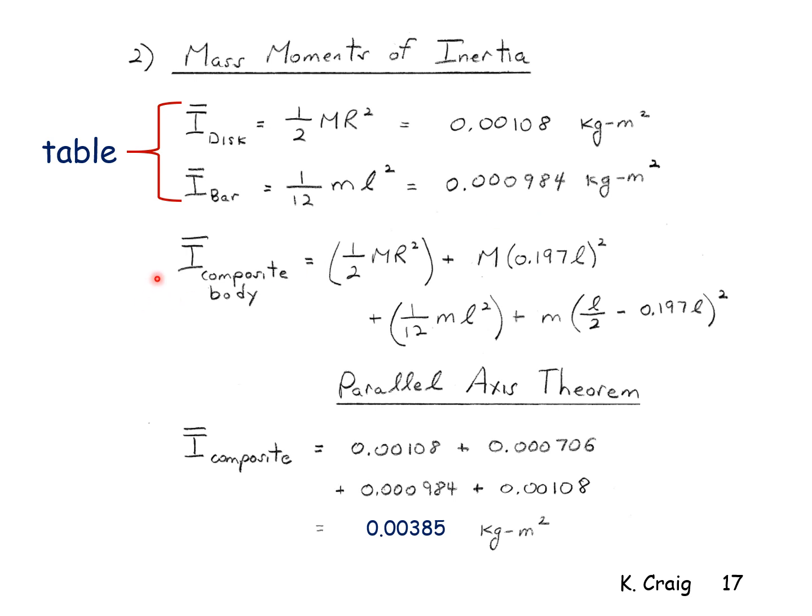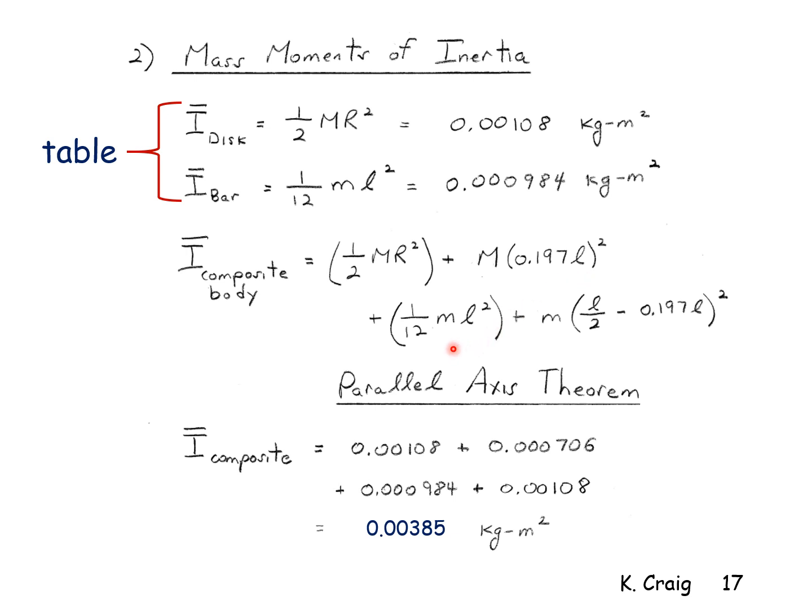I'd like to know what the mass moment of inertia is with respect to the center of mass of the composite body and a z-axis through that center of mass of the composite body. I use my parallel axis theorem and I transfer the mass moments of inertia of the disk and bar with respect to their centers of mass and the z-axis through those centers of mass to the center of mass of the composite body. The parallel axis theorem says take I bar disk and add the product of the mass times the square of the distance between the two parallel axes, 0.197 L squared.